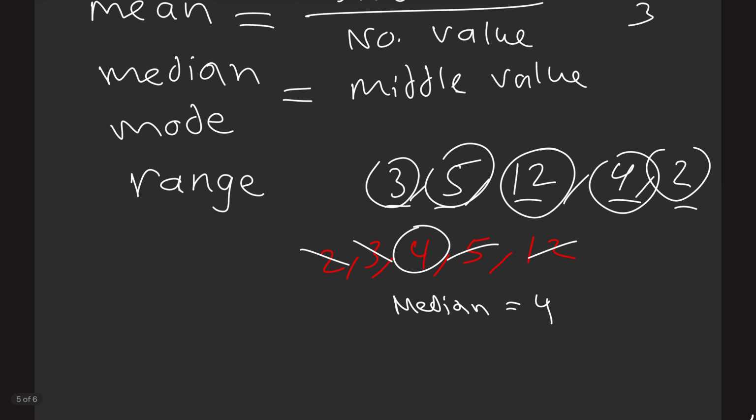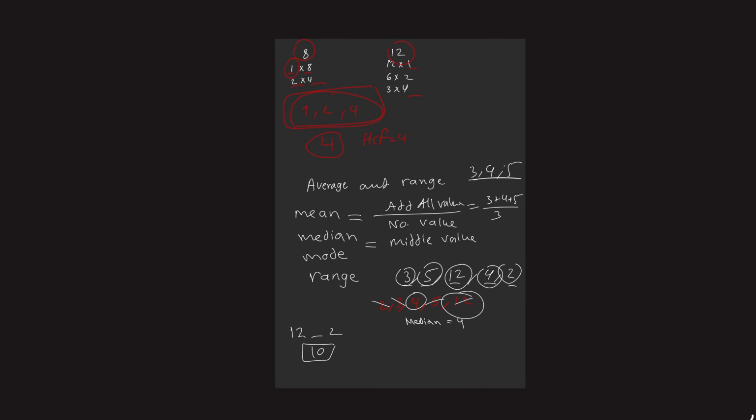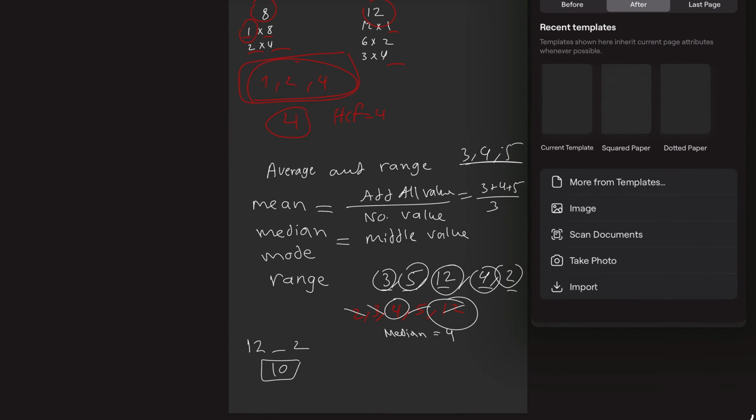Range is by taking the maximum minus the minimum, the highest number minus the lowest number. In this case, what's the range for this set of data? We have 12, that's the maximum number, and we have 2, that's the minimum number. We have 12 minus 2 is 10, so the range is 10. As simple as that. These are the averages.